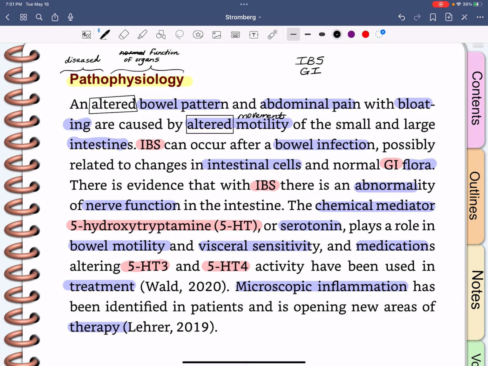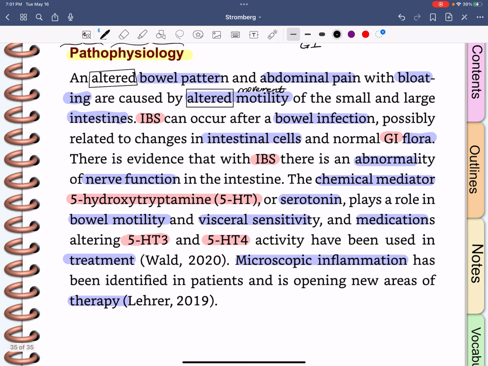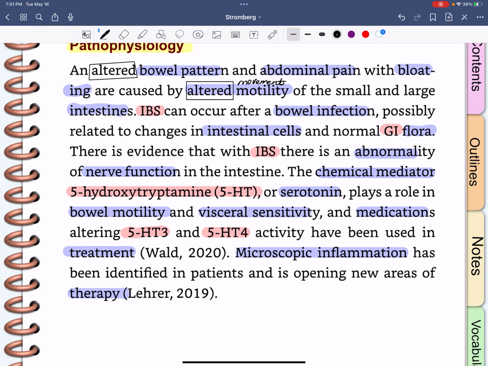Flora refers to the growth of plant life or bacterial life. Flora is bacterial growth with respect to the intestines. I know that word. I see abnormal nerve function. And then it gets into this really hard to read stuff. Okay? We have this sentence that starts right here. The chemical mediator 5-hydroxytryptamine, or 5-HT. I have no idea what that is.